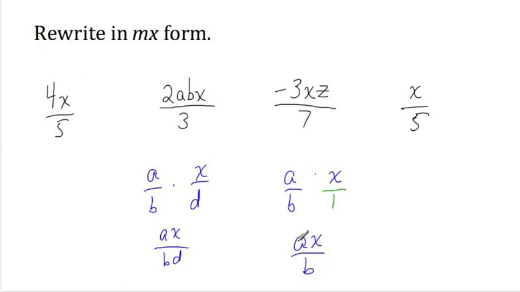Take a look at this. A times x over b. It looks exactly like 4 times x over 5, where my 4 would be an A and my 5 would be a B. How can we go backwards? This expression came from multiplying a over b by x.